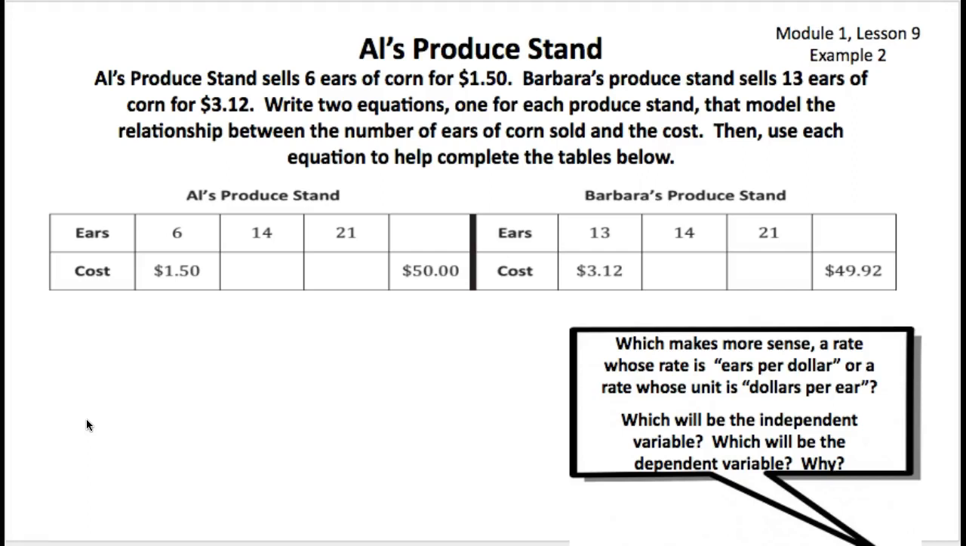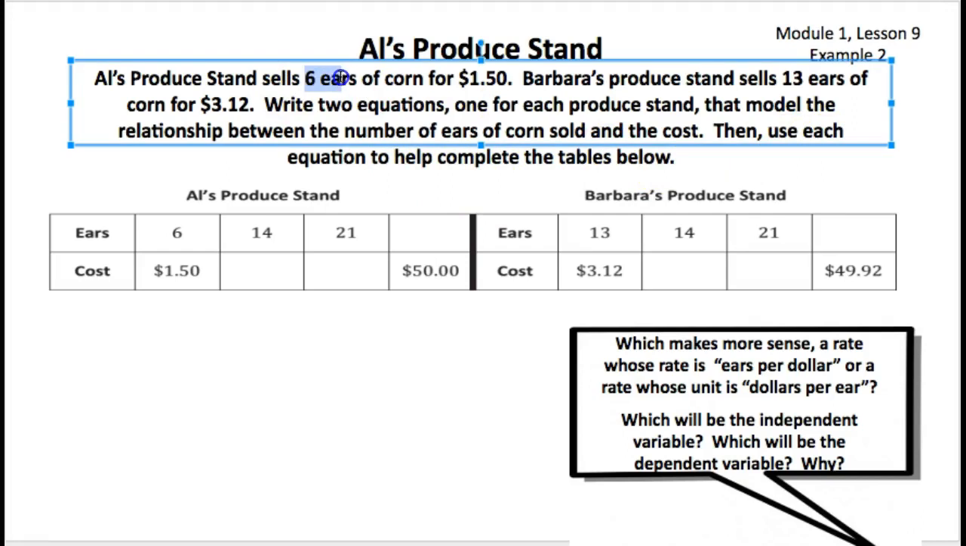of your workbook. Al's Produce Stand. Al's Produce Stand sells 6 ears of corn for $1.50. Barbara's Produce Stand sells 13 ears of corn for $3.12. Write 2 equations, one for each produce stand, that model the relationship between the number of ears of corn sold and the cost. Then use each equation to help complete the tables.